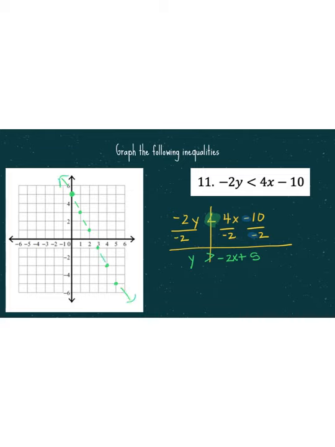Okay, and it says y is greater than. So I'm going to pull up from a couple of those. And I'm going to go back and fill in what needs to be shaded. So this right here needs to be shaded.